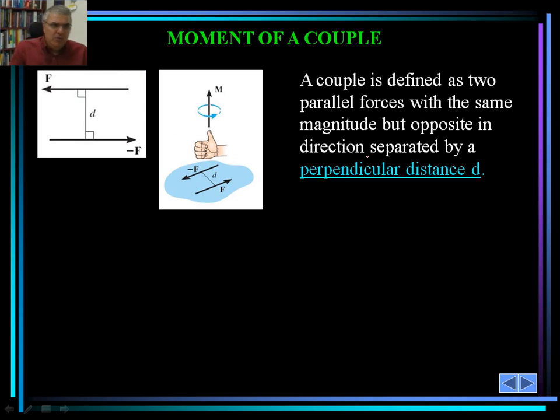A couple is defined as two parallel forces with the same magnitude but opposite in direction, separated by a perpendicular distance. Again, as shown on this figure, they are of the same magnitude, separated by a distance. The first thing that comes to mind of most people, and this is a common mistake when they deal with calculating the couple, is that they simply multiply that by 2, assuming since there is one F acting counterclockwise, the other one is also acting counterclockwise. It's going to double the force.